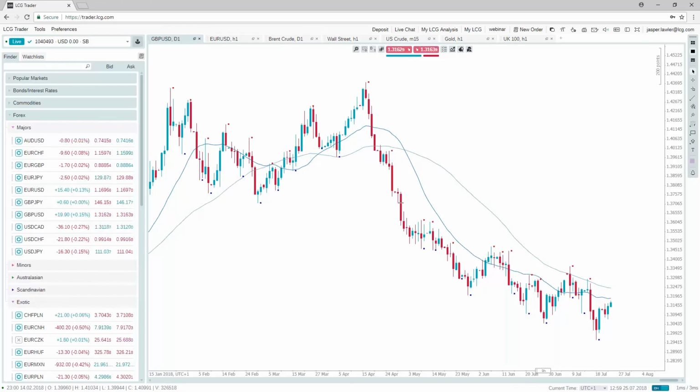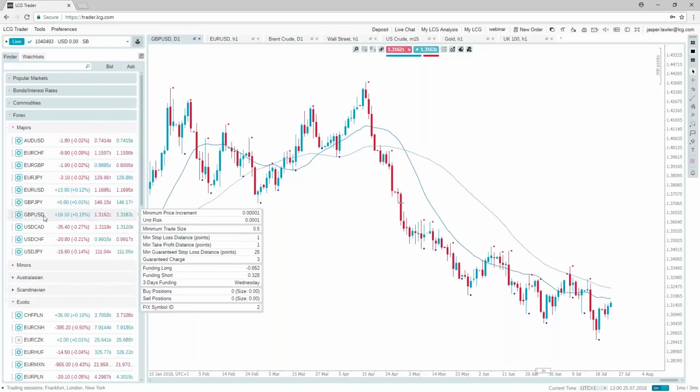Let's jump a little bit more into the details of the chart. The moving averages, by the way, are the 20 period and the 50 period moving average. And these little dots are fractals, just to give you a little sense as to the recent swings in the market. Under forex, in our watch list here on the left, you can see all the major currency pairs, and there's the pound.